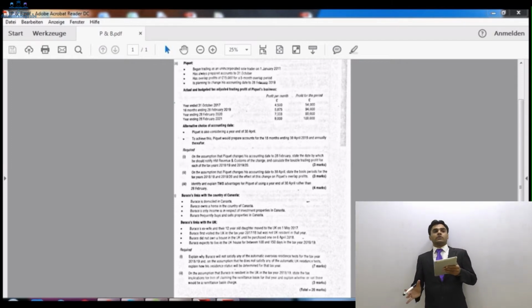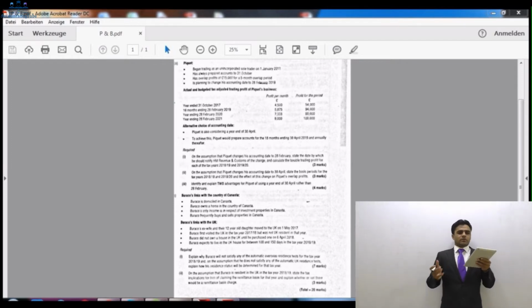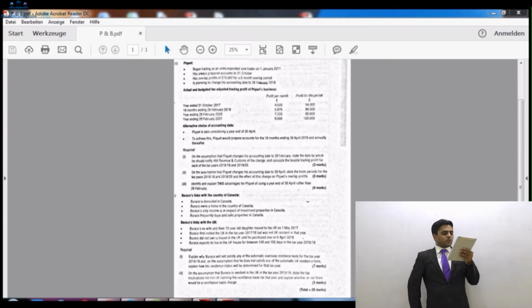Bracco first visited the UK in the tax year 17-18, but was not resident in that tax year. So he was not previously UK resident. So it doesn't tell me anything about a UK tie.